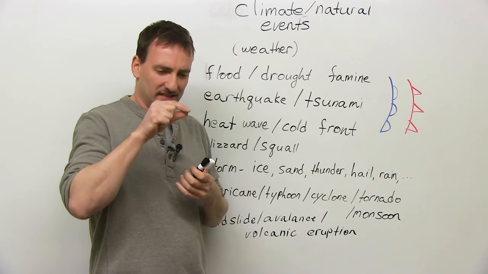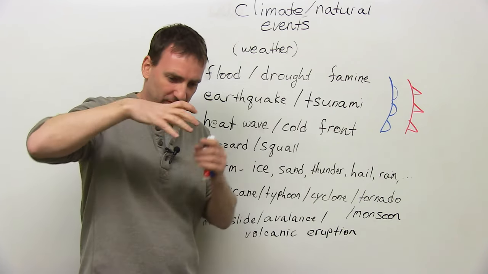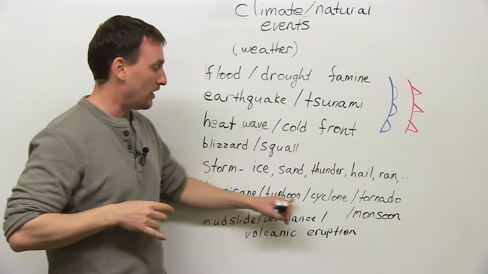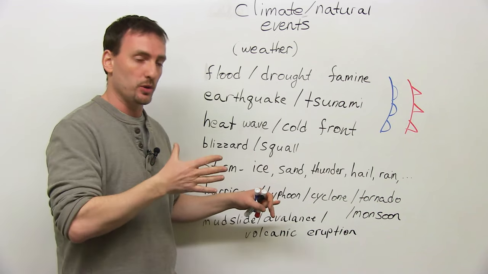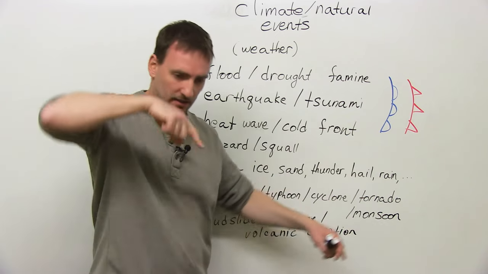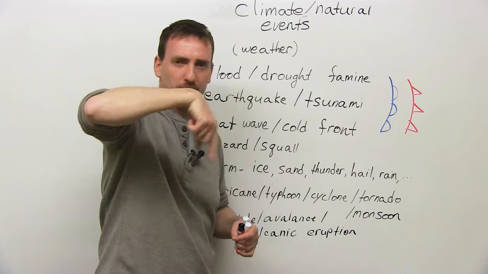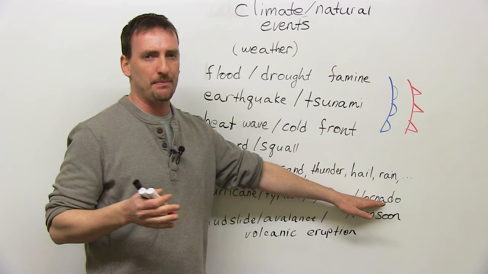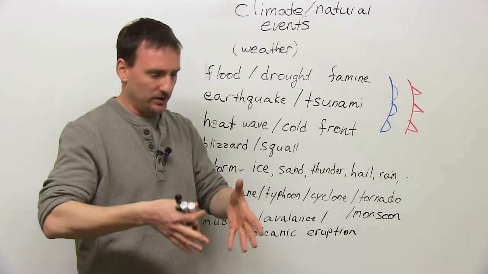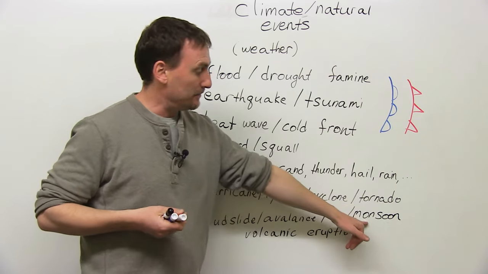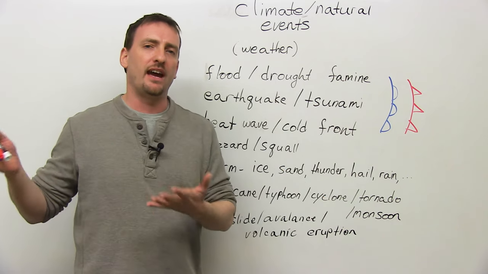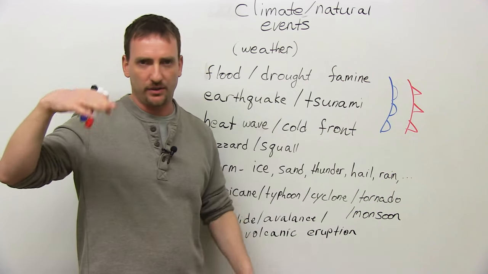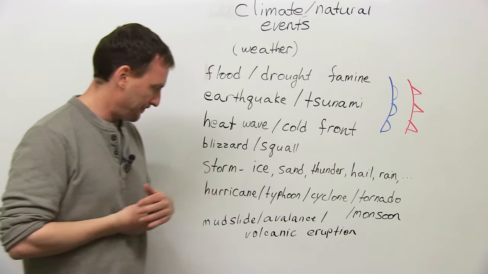A tornado is like a tiny little hurricane, except it's very localized, very small area, happens on land. These all begin in the ocean. This happens on land. Like a little wind spins really, really fast and just destroys everything on its way. Mostly it happens in the US, in the middle of the United States. And a monsoon. A monsoon is like a very, very heavy wind and a rainstorm. Usually hits India and Southeast Asia, those areas there.